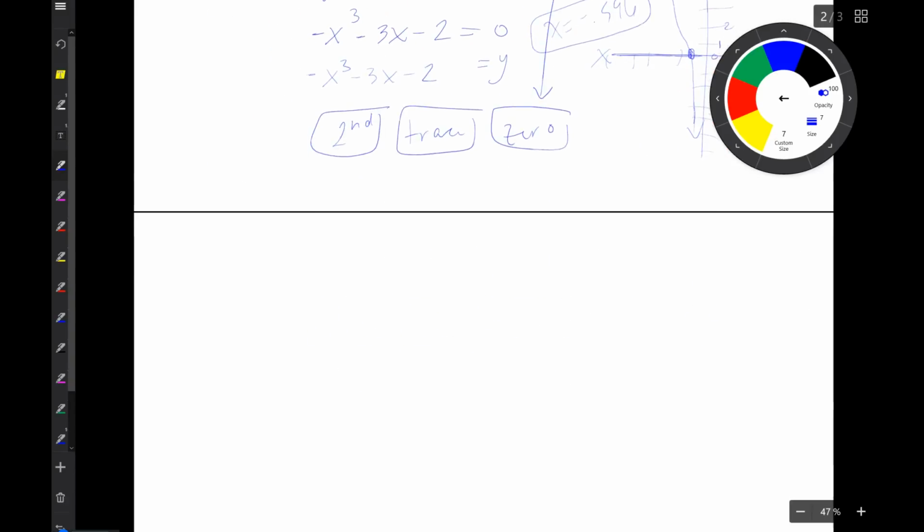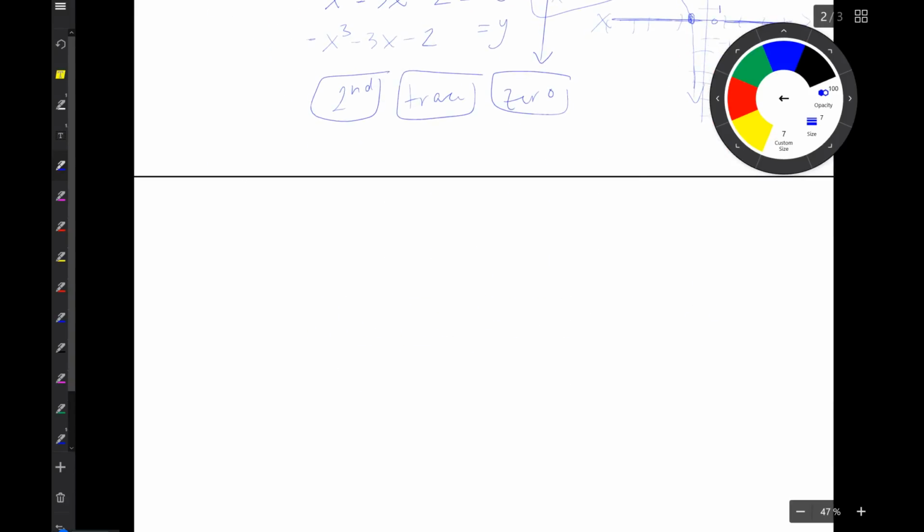Okay, still in chapter 6. If it asks you, oh, gotta love these, write a polynomial in standard form with these zeros. And here we're given zeros at 2, 3, and 5.